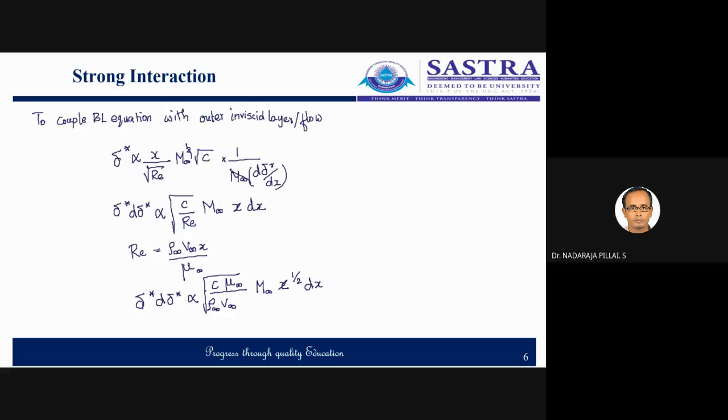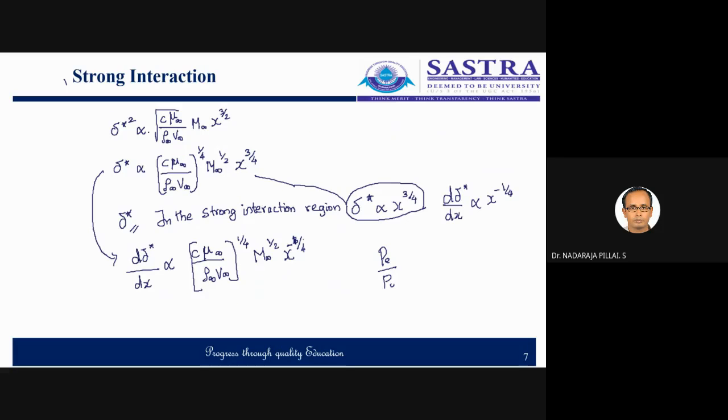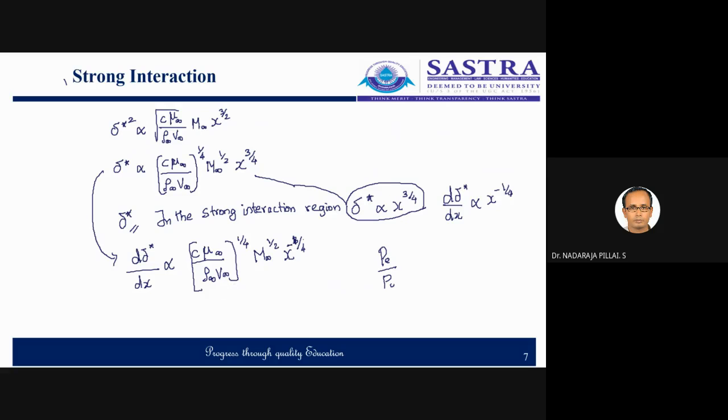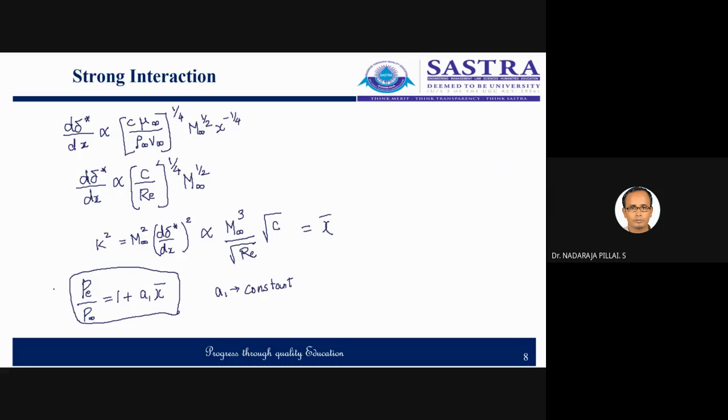Then we have the equation for del star. Now we want to couple the boundary layer equation with the outer inviscid layer, right? So we write the equation for del star, and from the del star, we calculate d del star by dx, right? And d del star by dx is proportional to c into (mu infinity by rho infinity V infinity) power 1 by 4 into M infinity power 1 by 2 x power minus 1 by 4, right? So we have the PE by P infinity equation again, right?